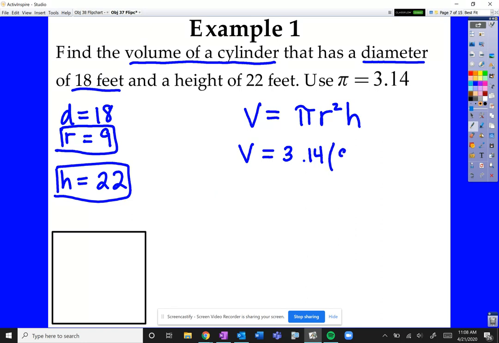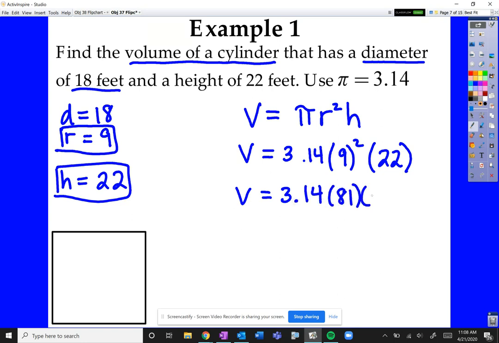times the radius of 9 squared times the height, which is 22. So order of operations, we know that we need to square 9 first. So 9 squared is 81 times 3.14. So 3.14 times 81 times 22. Or if you want to put it in your calculator all at once, that's cool. But we know order of operations, we got to square first. So 3.14 times 81 times 22.